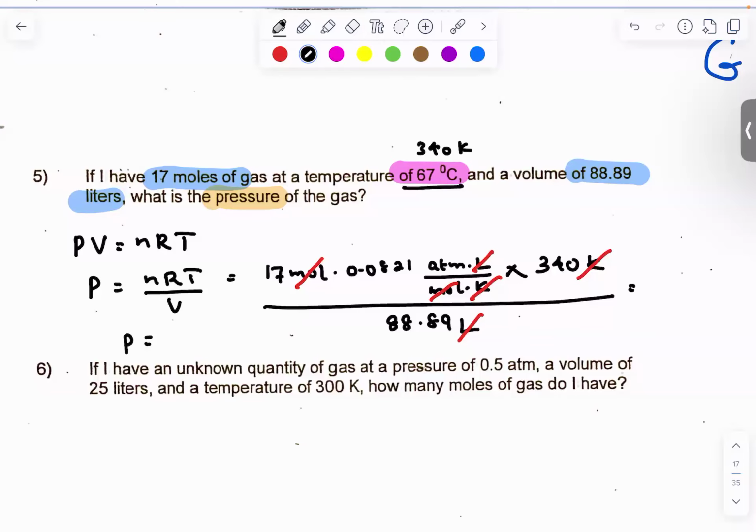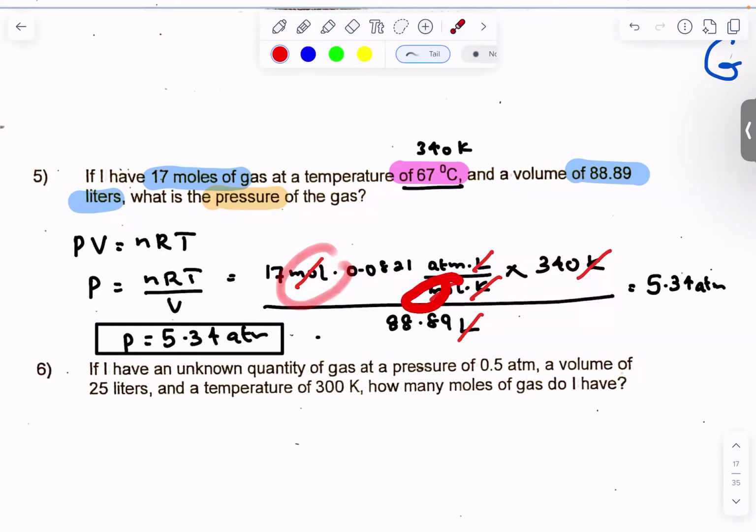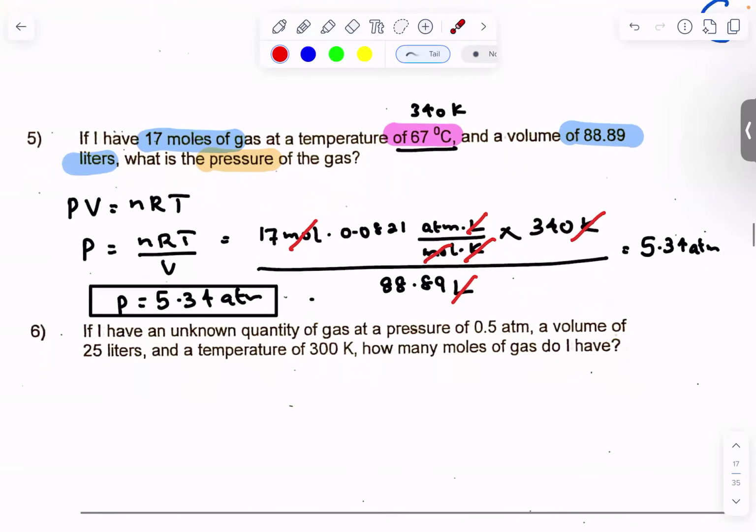Okay, I got 5.3 atm. Yeah, 5.34 atm. Shabash. Perfect. And have you made this cancellation? Mole by mole, liter by liter, Kelvin by Kelvin. Any ambiguity while cancellation? Nope. Understood. All right, good.